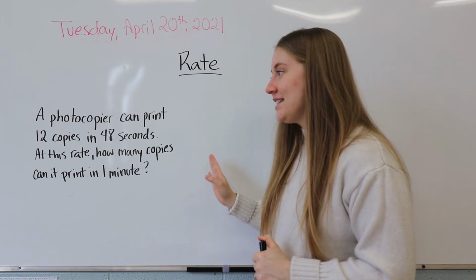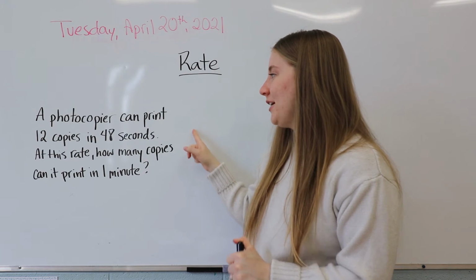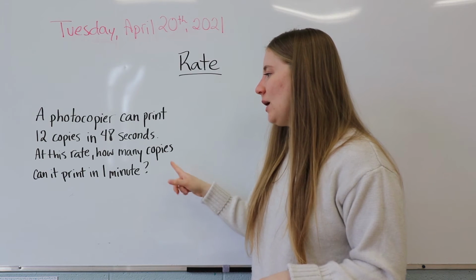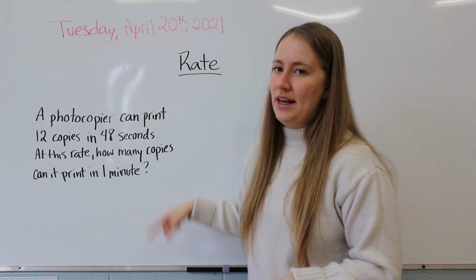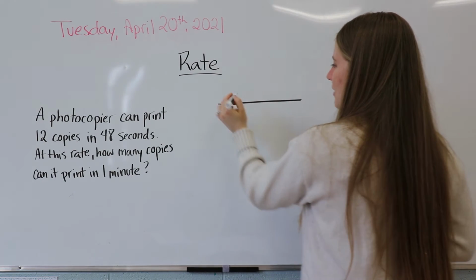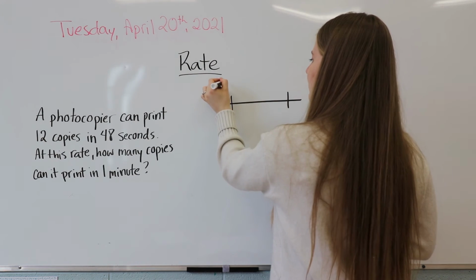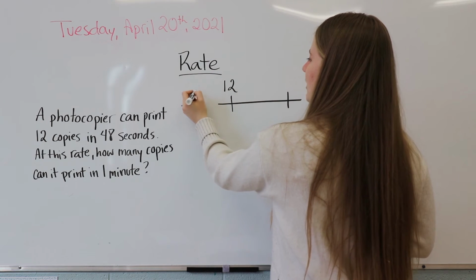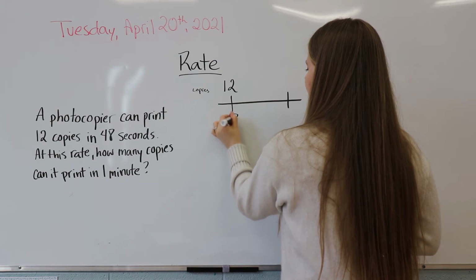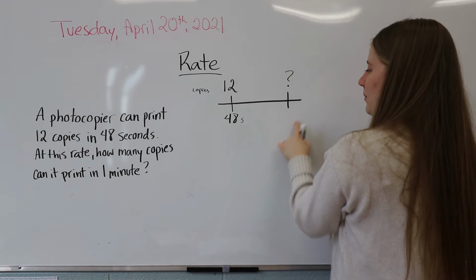Okay, so here it is. This is question number 8 from page 47. A photocopier can print 12 copies in 48 seconds. At this rate, how many copies can it print in 1 minute? Okay, so we got to start in the same place with our line diagram. That'll help us keep track of what we know, okay? And we've got 12, and these are copies in 48 seconds, okay? And it's asking us how many copies can be printed in a minute.